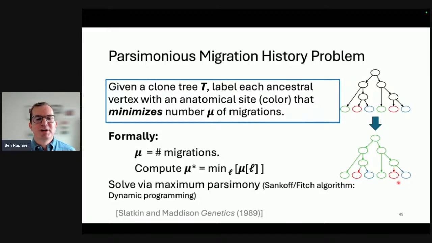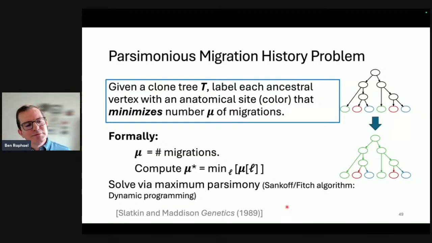The total number of color changes here is what? 1, 2, 3, 4. And so I could compute the minimum number using just the classic Sankoff-Fitch recurrence, dynamic programming. This was actually even described in the setting of migrations between different locations on a landscape by Slatkin and Maddison. And so that's sort of straightforward.